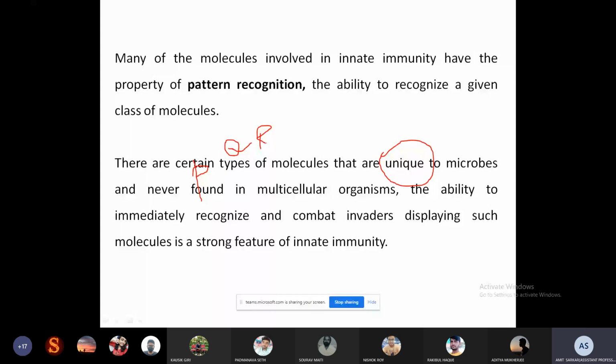So there are certain types of molecules that are unique to microbes and never found in the multicellular organism. The ability to immediately recognize and combat the invaders displaying such molecules is a strong feature of the innate immunity. So it's a kind of identity card.